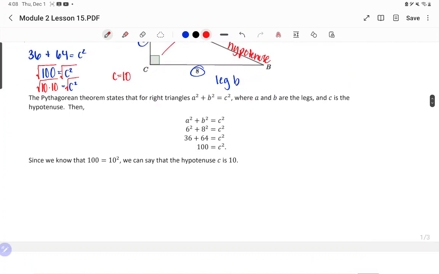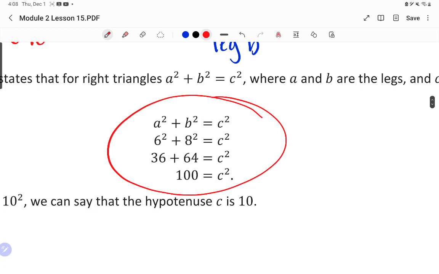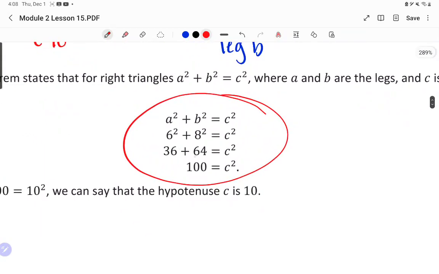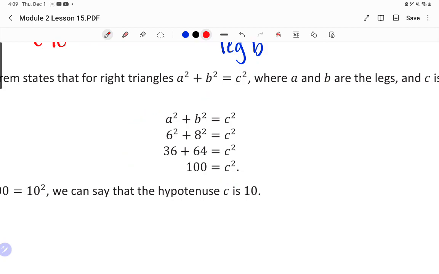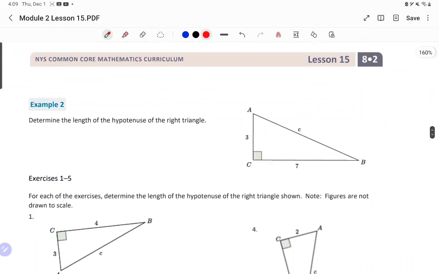All right, so now they walked us through it right here in this little example space, just like I did. They said a squared is 6 squared and b squared is 8 squared, and that's going to be equal to c squared. And then they said 36 plus 64 equals c squared, because 6 squared is 36 and 8 squared is 64. Then 36 plus 64 is 100, and that's equal to c squared. And since we know that 100 is 10 squared, we can say that the hypotenuse c is 10. So they basically walked us through that whole problem just like I did with you.